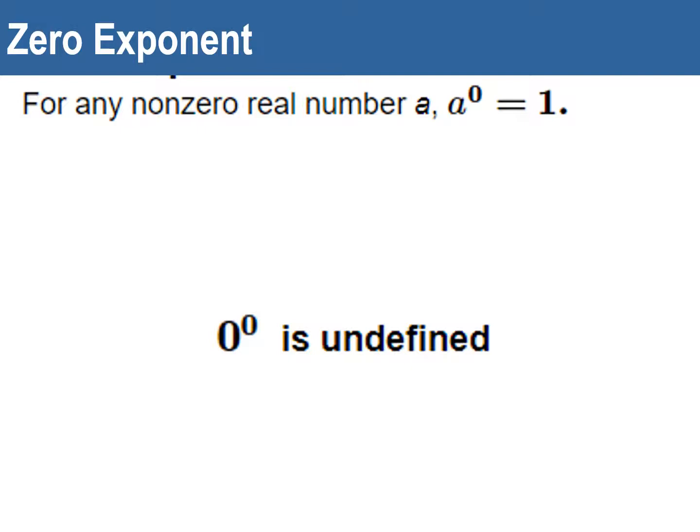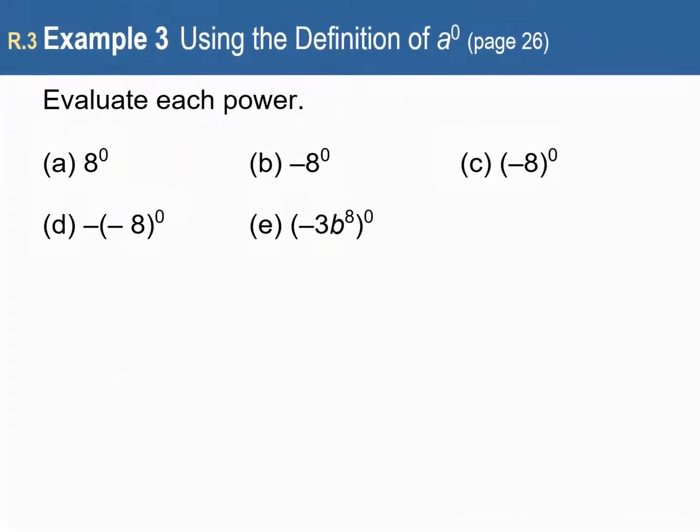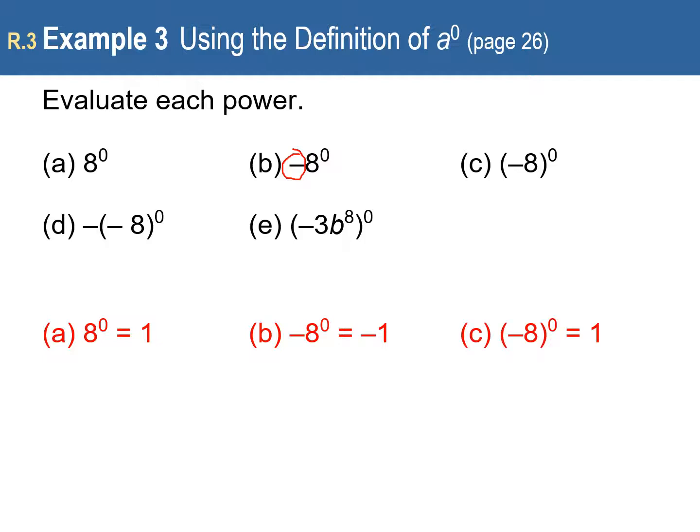Remember, for any non-zero real number, a to the 0 is 1. And in this class, 0 to the 0 is undefined. So if we were to evaluate these, 8 to the 0 is 1. -8 to the 0, now that negative sign is outside, there are no parentheses, so it is -1. Here, (-8) to the 0, that negative is inside the parentheses, so it is equal to 1.